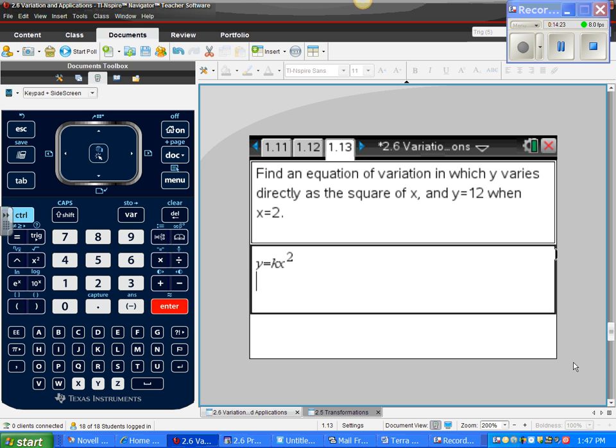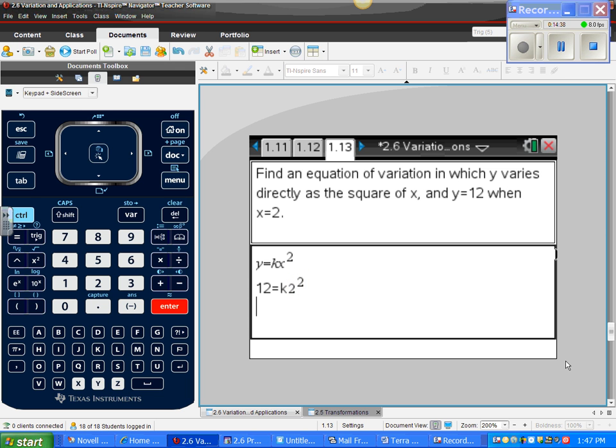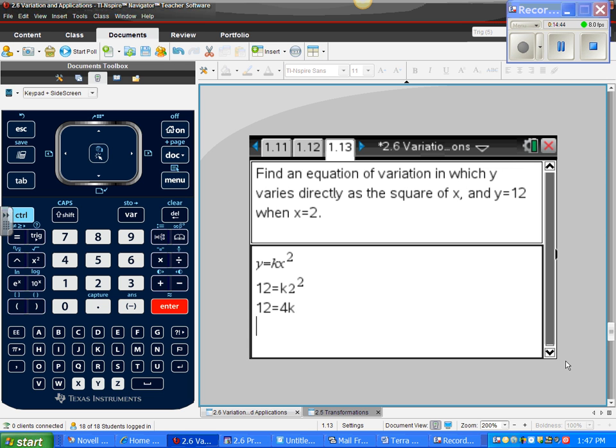So the next thing we're going to do is plug in what we know. Okay, we know y is 12. We don't know what k is. And we know x is 2. In this case, we need to square it. So this is the same thing as 12 equals 4k, or k equals 3. Okay, so now we know k.